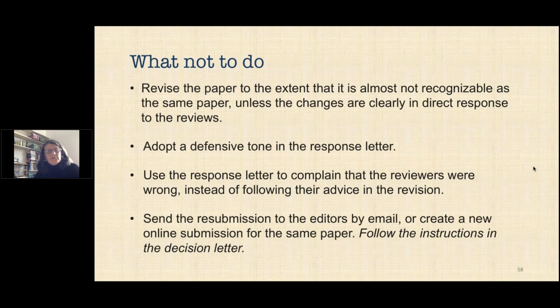So what not to do? I think I've already covered this point. Do not revise the paper to the extent that it's almost not recognizable as the same paper. Do not adopt a defensive tone in the response letter.